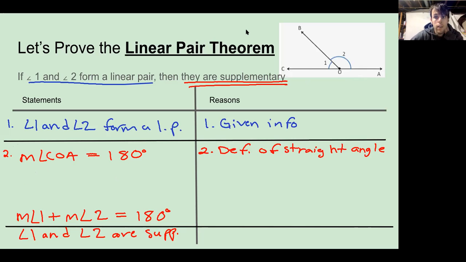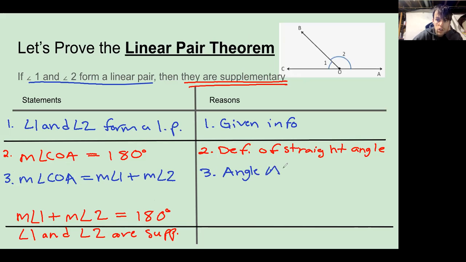All right. The other thing we can do is set up an equation using the angle addition postulate. So I know that the measurement of angle COA would be equal to the measurement of angle 1 plus the measurement of angle 2. And that is using the angle addition postulate.